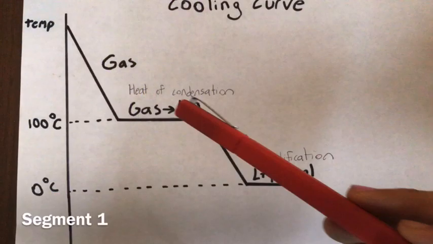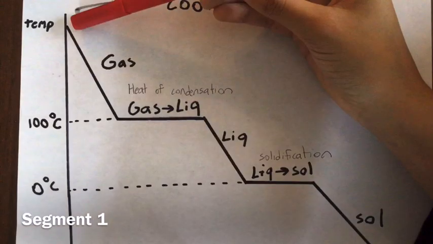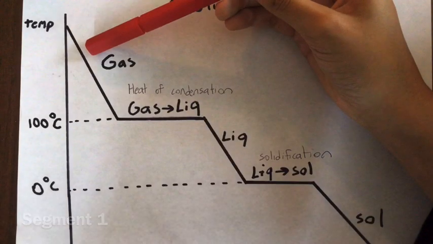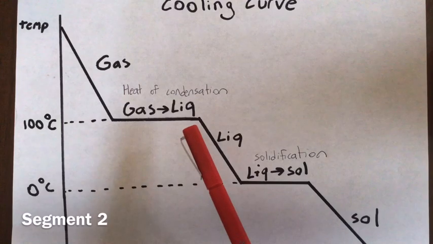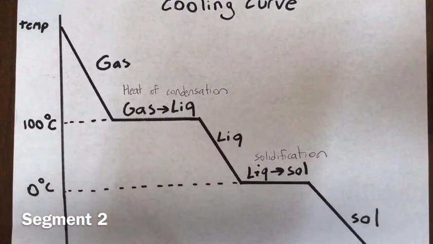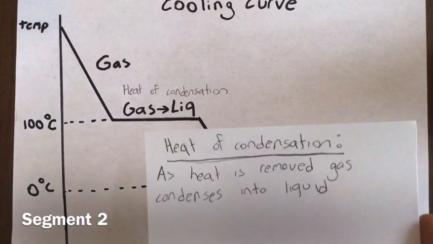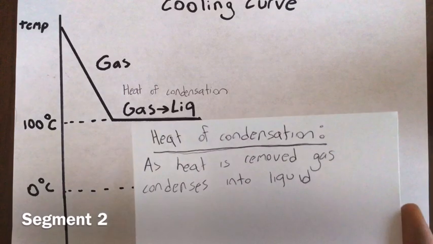This is the cooling curve. When water is above 100 degrees Celsius, it is a gas. In segment 2, there is a phase change from gas to liquid at 100 degrees Celsius. There's also a plateau, meaning that the temperature does not change, and it's going through heat of condensation, meaning that the gas is condensing into a liquid because heat is being taken away.